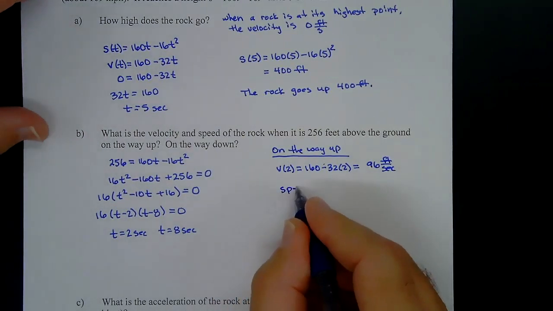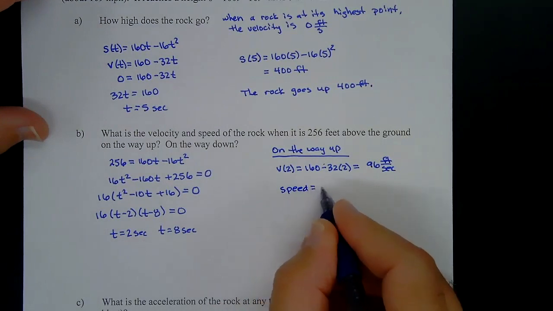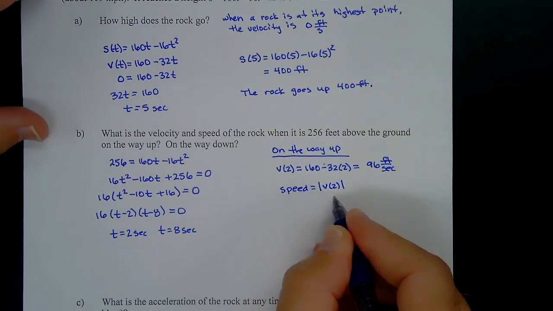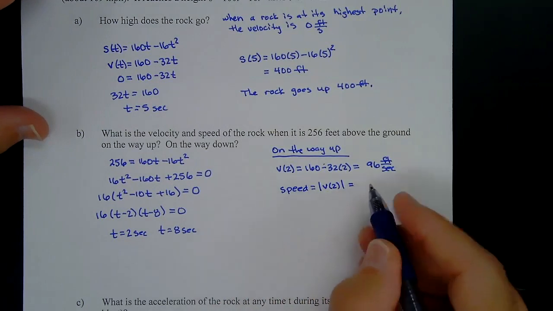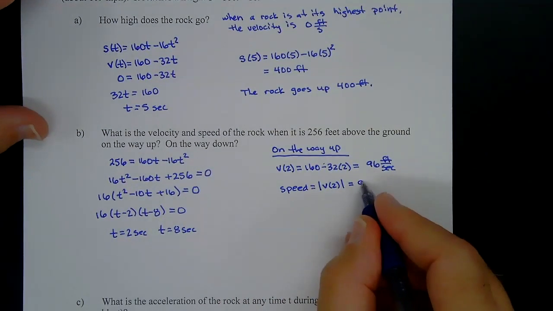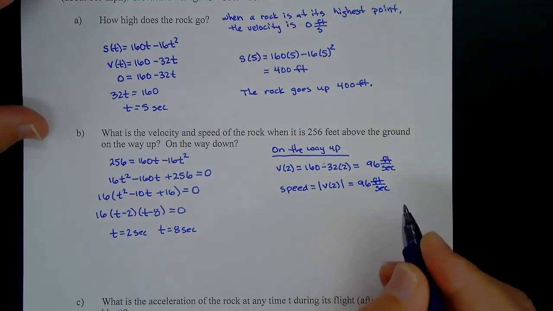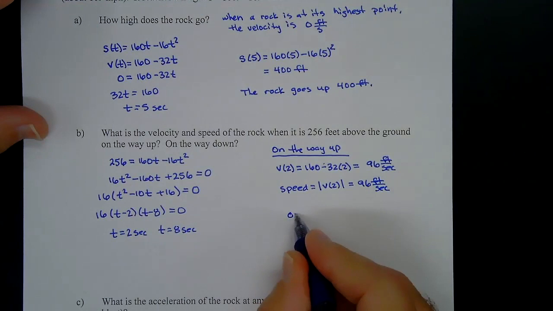Okay, so now the speed. Well, the speed at 2 seconds would be equal to the absolute value of v of 2, and that's how you need to write it, okay? And then that would equal, well, what's the absolute value of 96? Well, it's just 96 feet per second. Okay, so then we need to do on the way down.